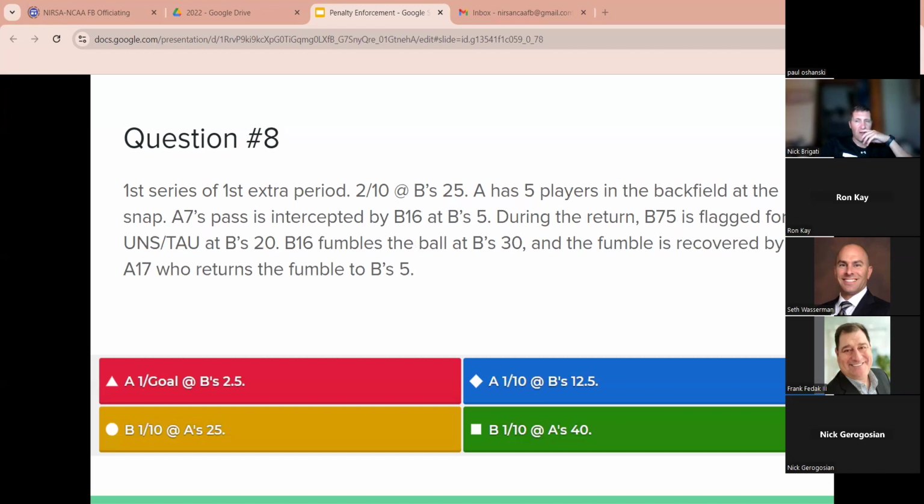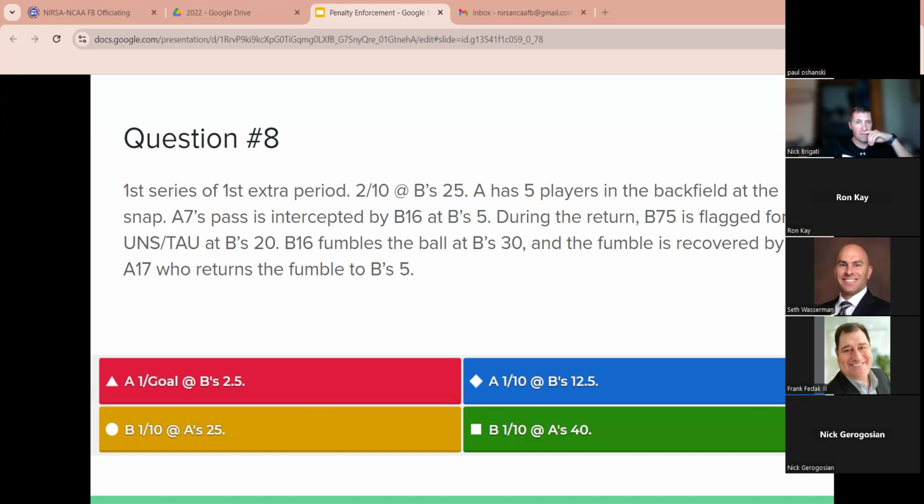Jim Bohr, you're on deck. It's all you right here. Billy D, you're in the hole. First series of the first extra period, 2nd and 10 at B's 25. A has 5 players in the backfield at the snap. A7's pass is intercepted by B16 at B's 5. During the return, B75 is flagged for taunting at B's 20. B16 fumbles the ball at the 30. Fumble is recovered by A17, who returns the fumble but does not score.